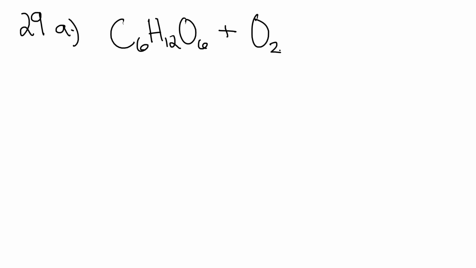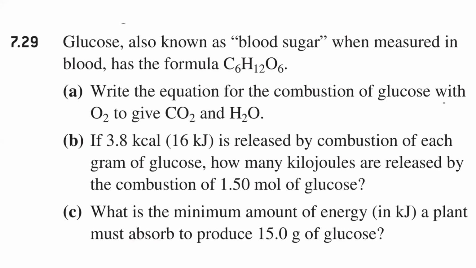But they did tell you, write the equation of combustion of glucose with O2, right? To give, which means there's the arrow. When it says to give, there's your arrow linguistically. To give means it's now producing carbon dioxide, which means carbon dioxide and water. When it's with, that's a plus sign, glucose plus O2. To give is your arrow, and then CO2 and H2O means CO2 plus H2O.